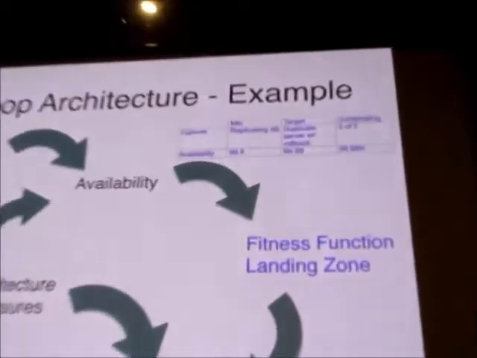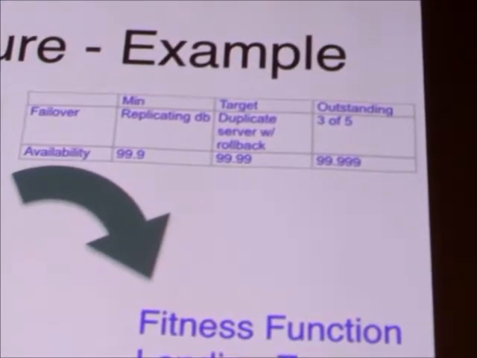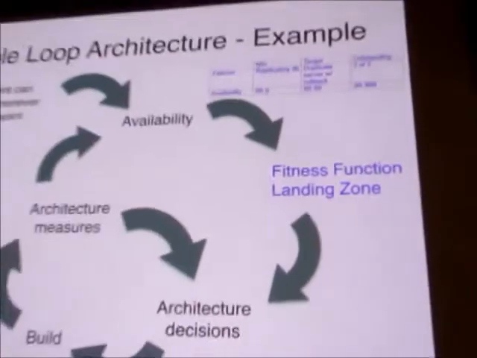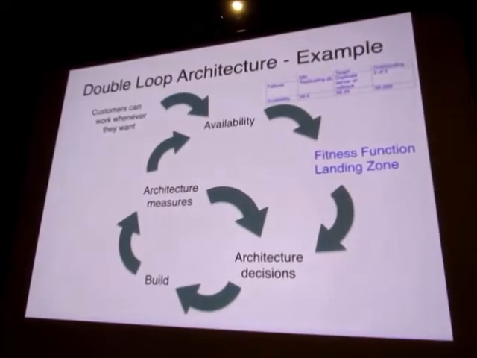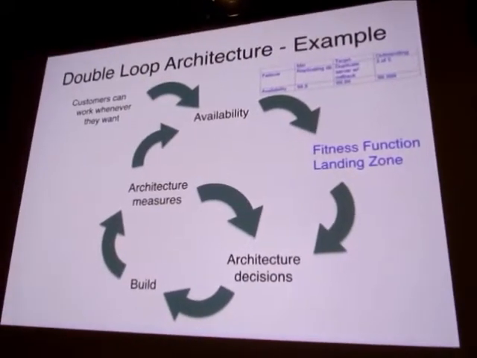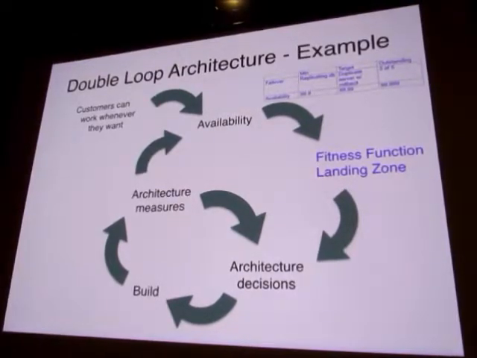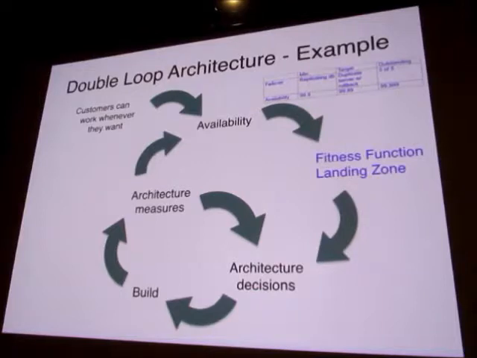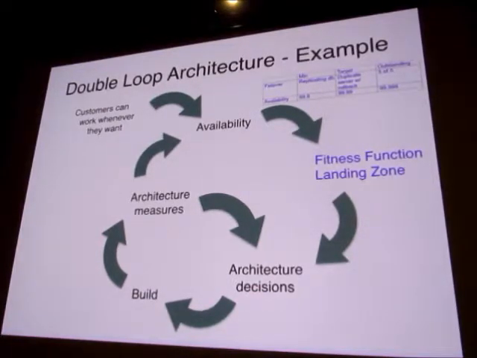It's small. Oh, that's a lot bigger. Yeah. So those are the examples I showed you earlier, where our minimum would just be some replicating database. Maybe we have some automated rollback as our target, and down the road we have some 3 out of 5 database like Cassandra or something like that that gives us even more availability. So we define those zones and we decide where we want to be today.